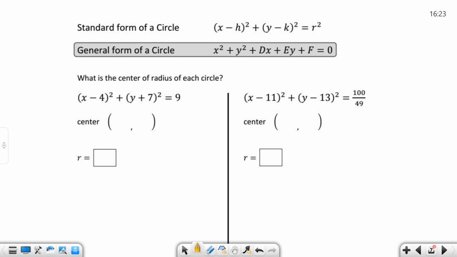Standard form of a circle, x minus h in parentheses squared plus y minus k in parentheses squared equals r squared, where the center of the circle is h, k, and the radius of the circle is r. Now remember, a circle has a center, has a point in the center, and that's not actually on the circle, right? The radius is how far every point on the circle is, and it's all the same. Right?